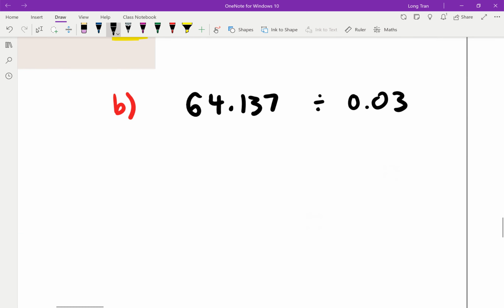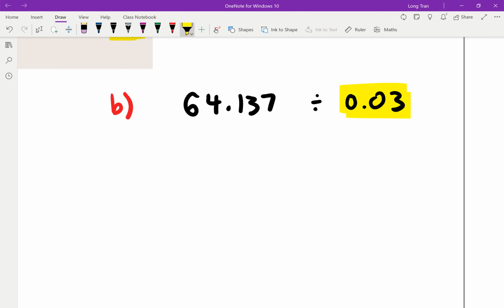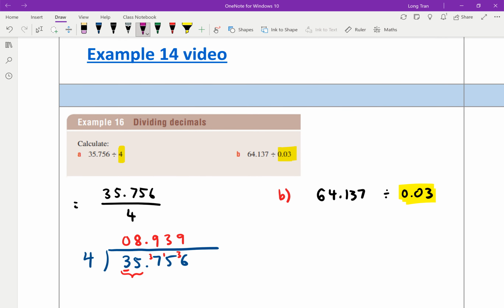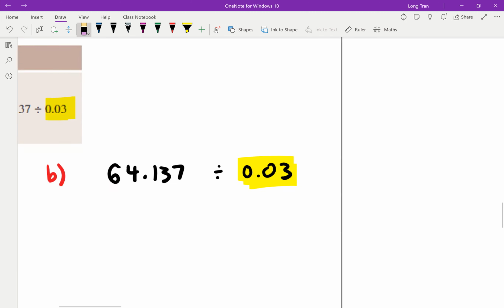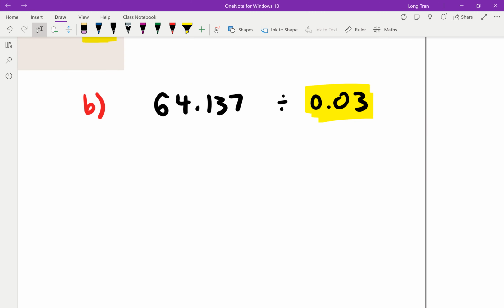The problem is that we don't know our 0.03 times tables. We know it when it's nice whole numbers like the one we see over here. That's 4, and we know our 4 times tables, which is why we can do the division much easier. So what we're going to do is change this into a fraction, so that you can see the logic to why this works. So 64.137 divided by 0.03.